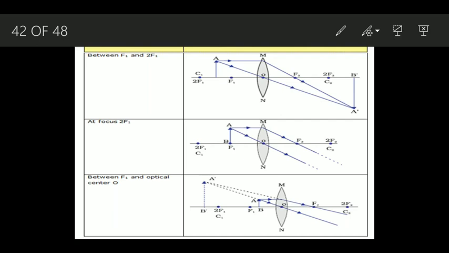The image is real, the image is inverted. So the characteristics of the image will be: nature of the image real and inverted, position at infinity, size highly magnified.